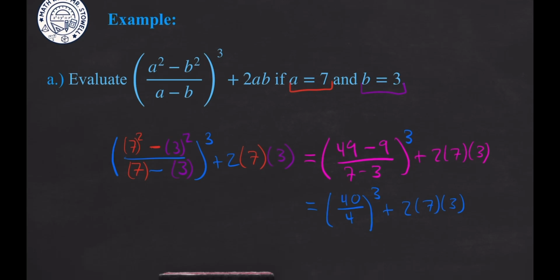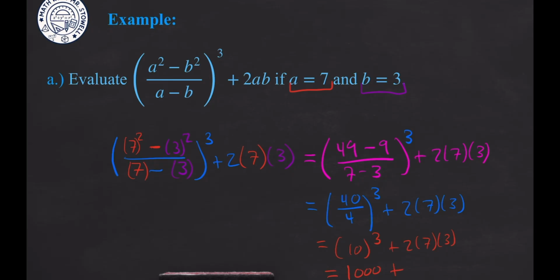From here, we're just going to simplify this down a little bit more. 40 divided by 4 is going to be 10 cubed plus 2 times 7 times 3. 10 cubed is just a 1 with 3 zeros behind it. Right, 10 times 10 is 100 times 10 more is going to be 1,000. So that's why we have 3 of those.